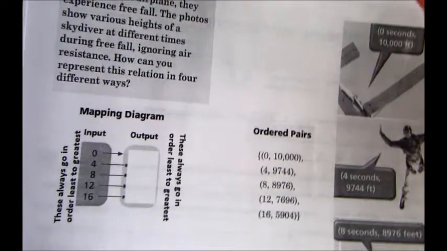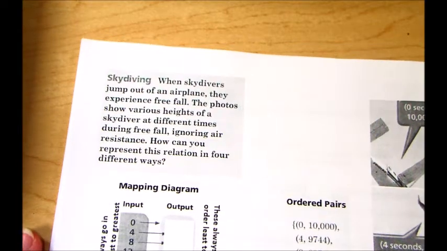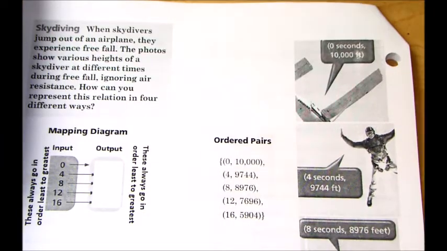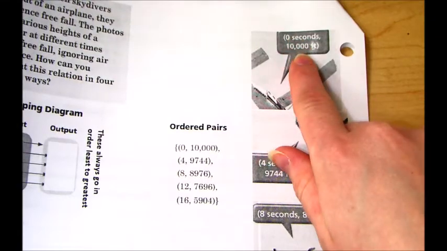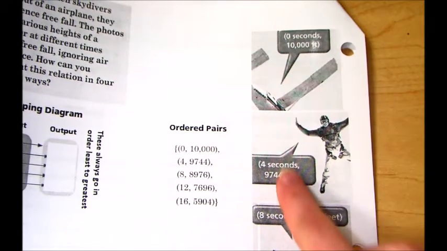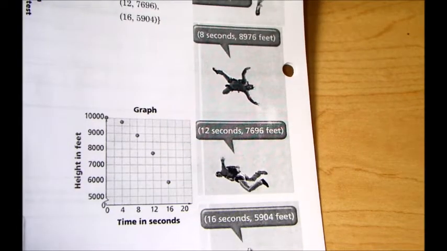In this next example, it's an example on skydiving. It says when skydivers jump out of an airplane, they experience free fall. The photos, these photos over here, show the various heights of a skydiver at different times during this free fall, ignoring air resistance. How can you represent this relation in 4 different ways? So over here you can see at 0 seconds, that's how high up in the air he is. At 4 seconds, that's how high up in the air he is. 8 seconds, 12 seconds, and 16 seconds.